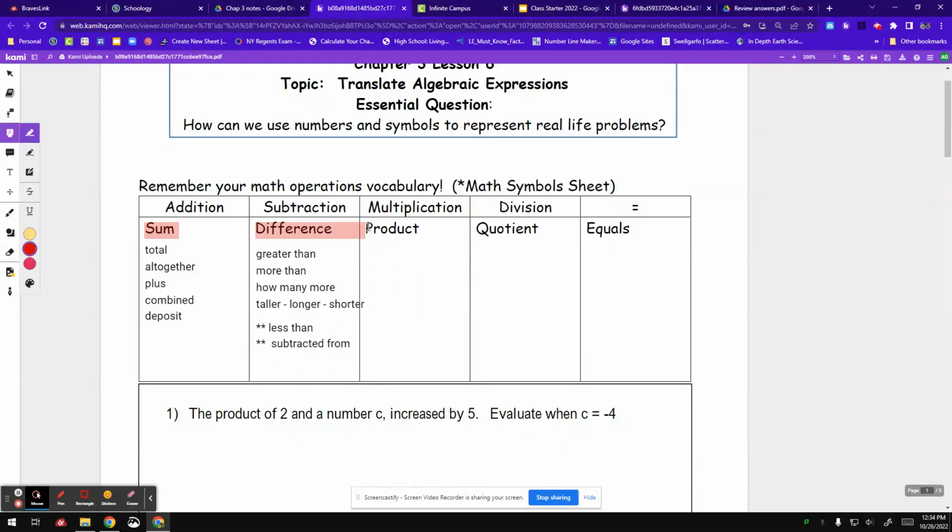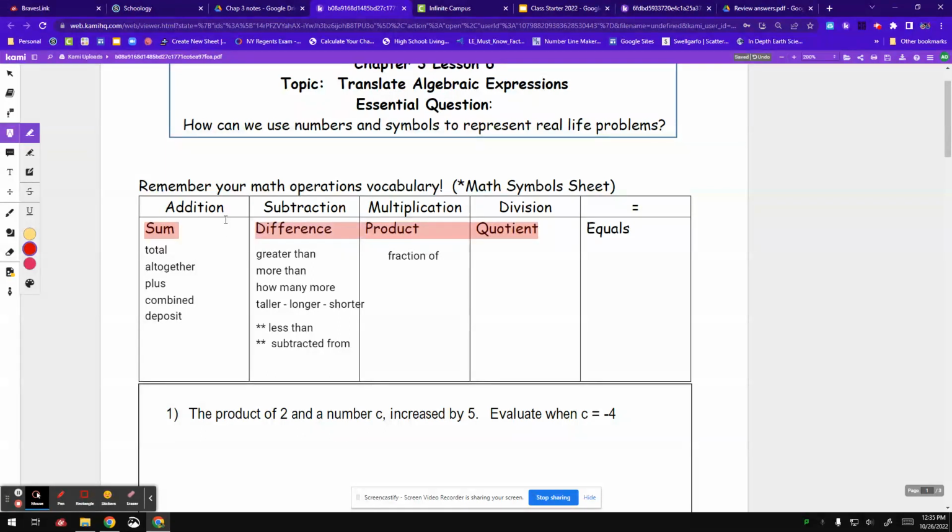Product means to multiply. I'm not really good at highlighting, am I? All right. Other words that mean product would be when you want a fraction of something. That means to multiply. We've been talking about that. Coming up short on the product ones, but we can come back to it as we approach them.